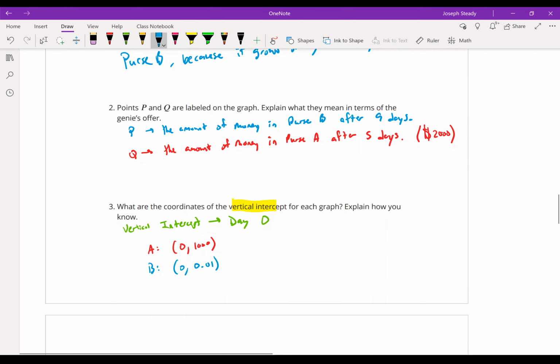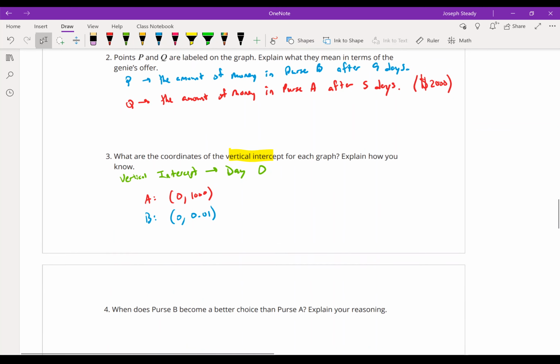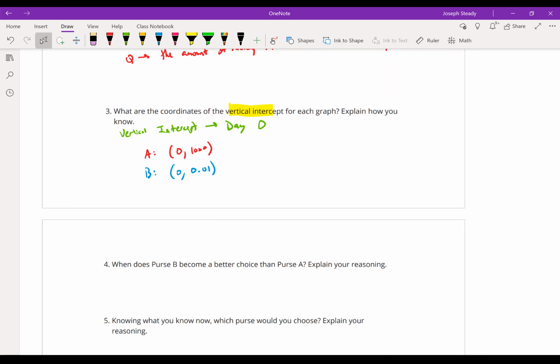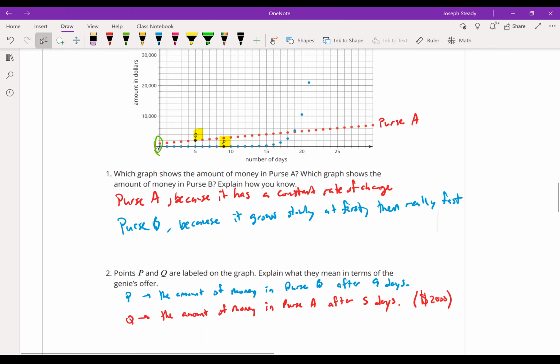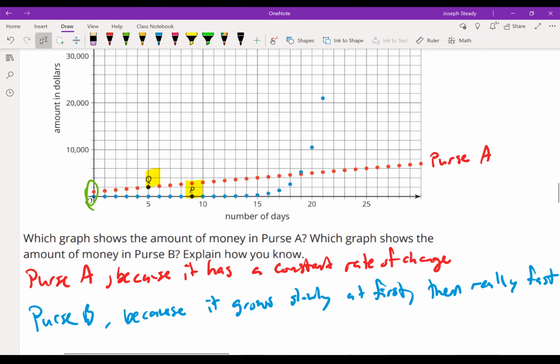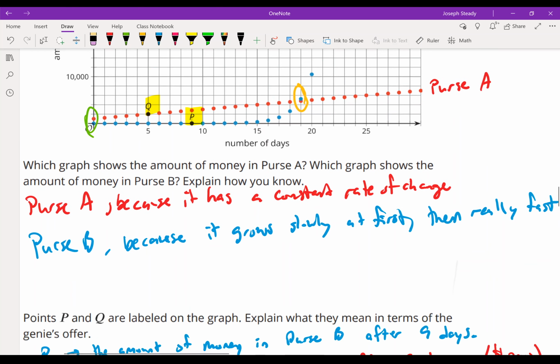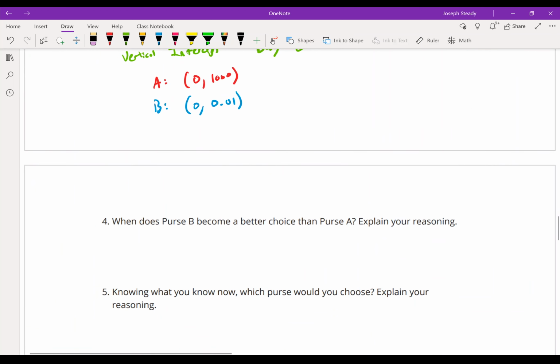Okay, so we've dealt a little bit with reading a few points off the graph. So let's try to actually answer some application problems here. Question 4, when does purse B become a better choice than purse A? So if I look at the graph here, essentially what I want to know is when does purse B have more money? And I know that happens right here. All of these points are higher as well, but that's not when it first becomes better. So purse B becomes better on day 19.